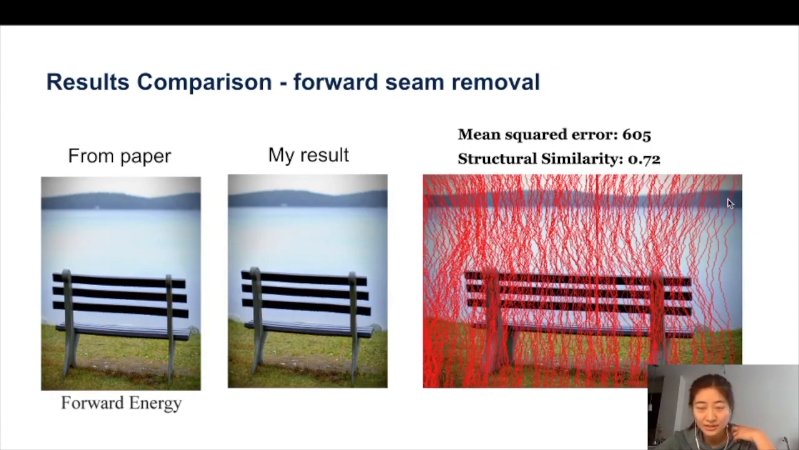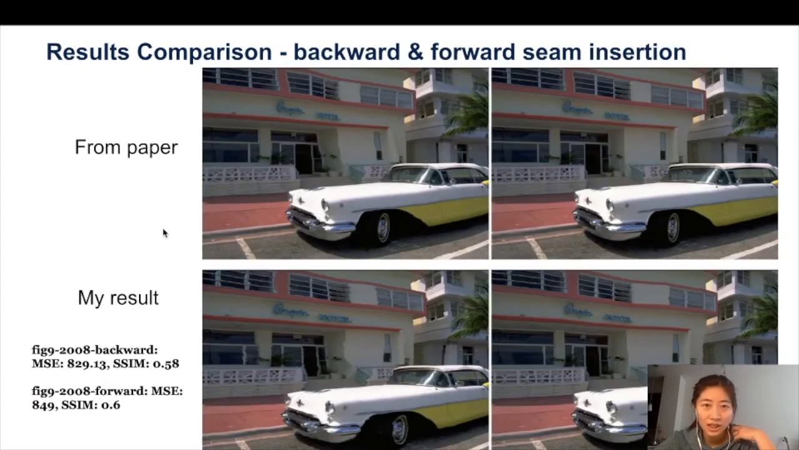Forward, I got 0.72. The last one is backward and forward seam insertion. I got 0.58 and 0.6.